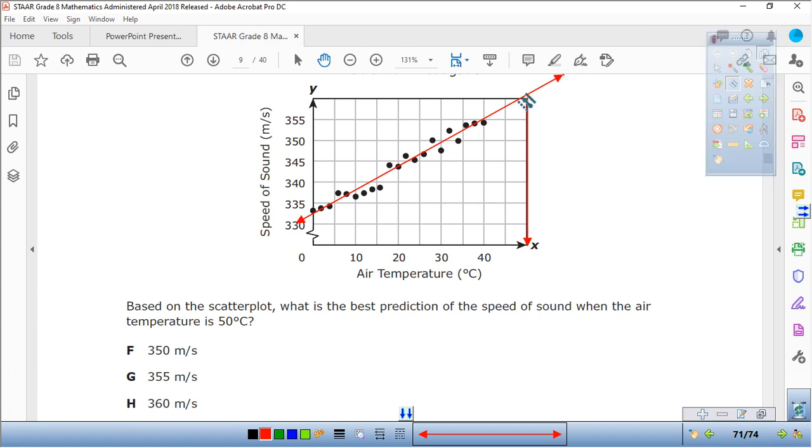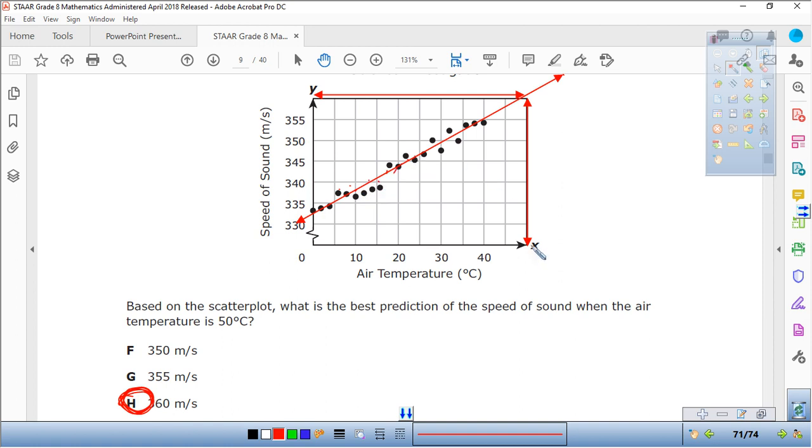We're getting pretty close. I think it's closer to 60. You got it? So there it is, about 360. So that's all this question is asking, to continue this trend line right here and get the line that best fits the dots that are happening around it.